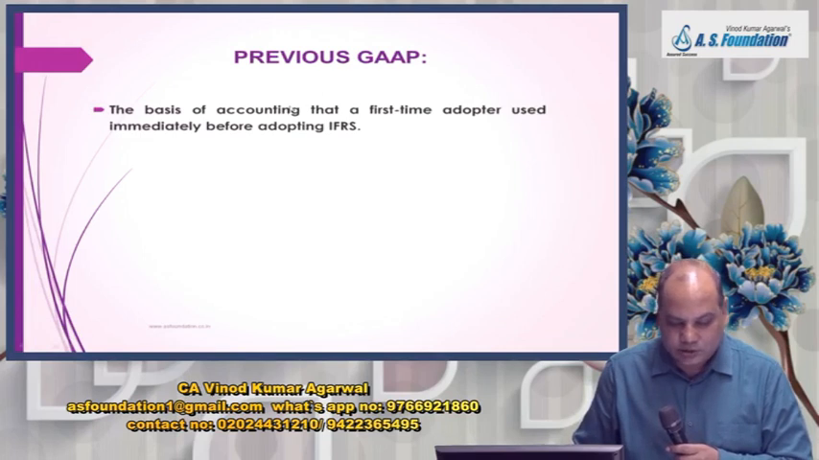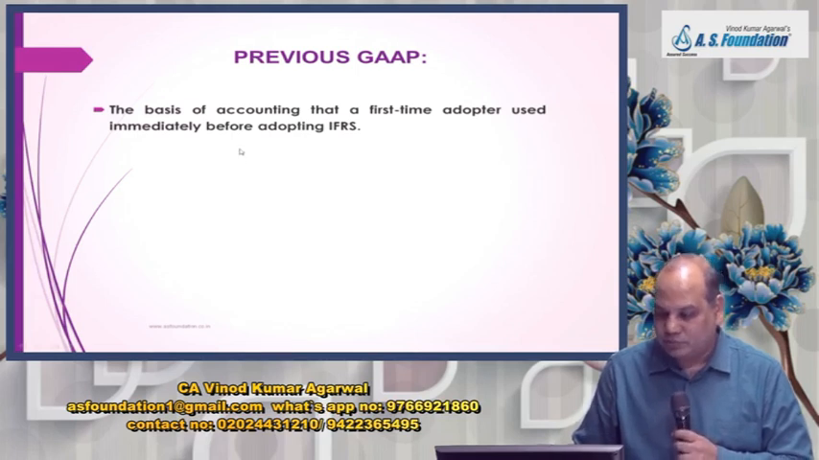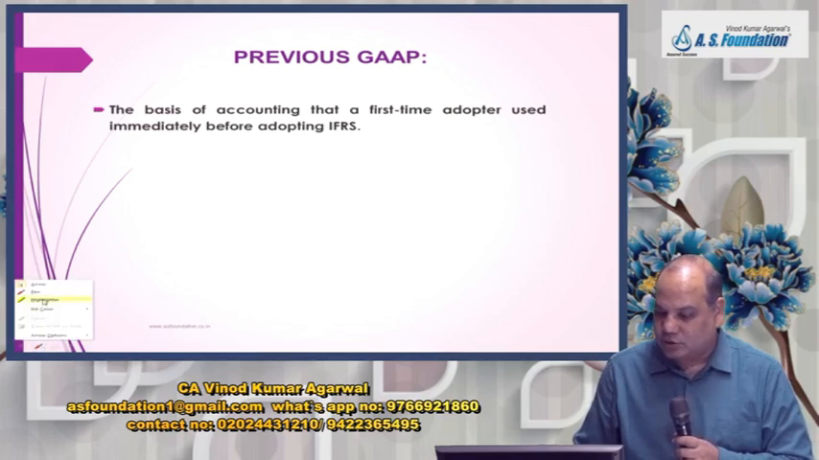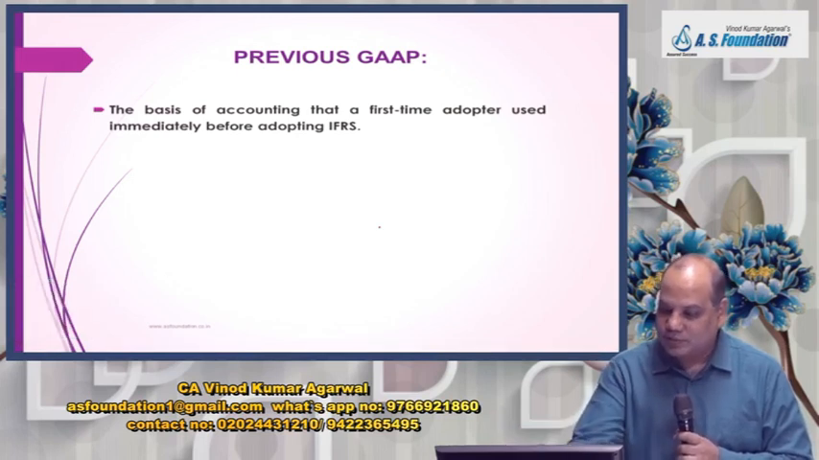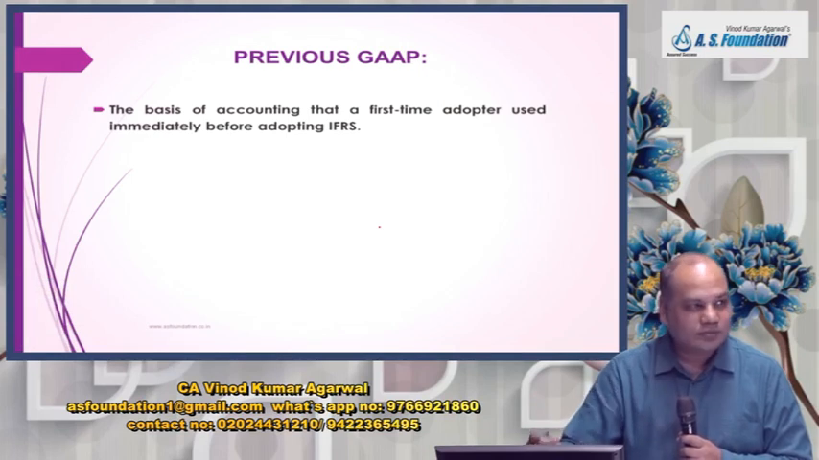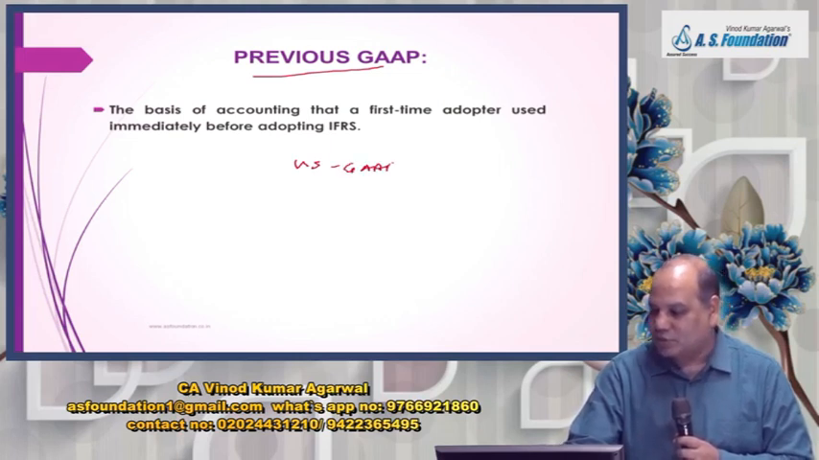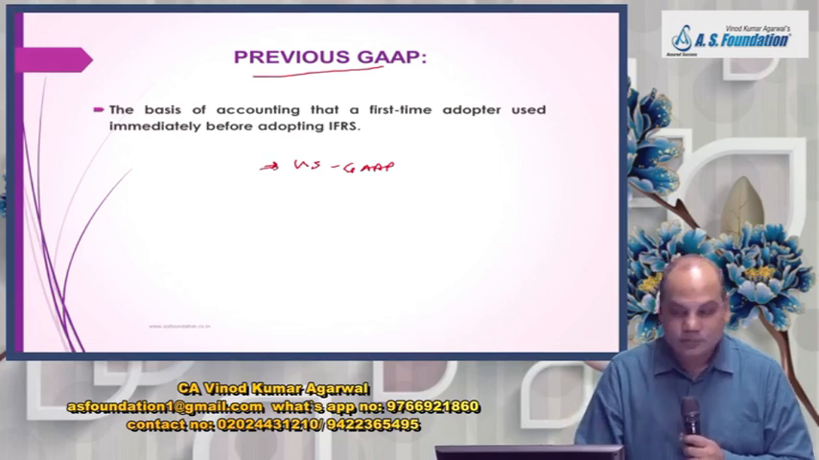And then there is a last definition, previous GAAP. What is previous GAAP? Basis of accounting that a first time adopter used immediately before adopting IFRS. Now here this standard does not mention what that previous GAAP is. It can be anything. It can be US GAAP. Suppose a company following US GAAP wants to switch to IFRS. So US GAAP will become previous GAAP.